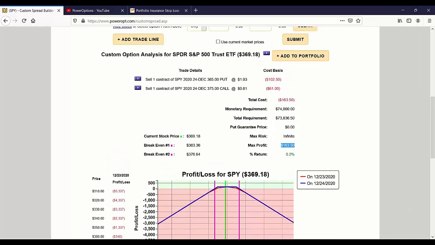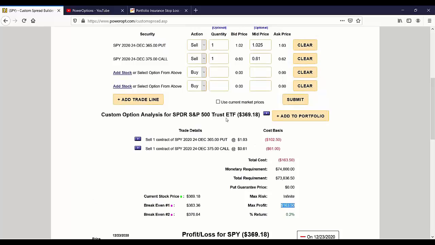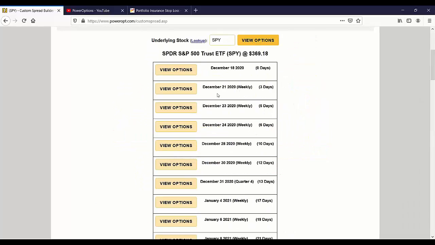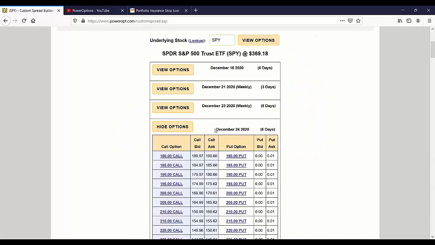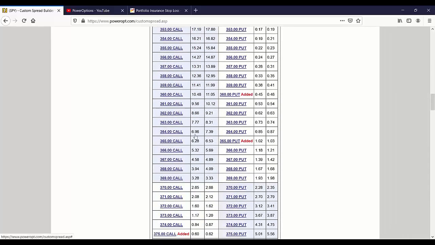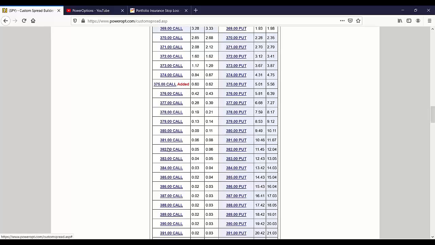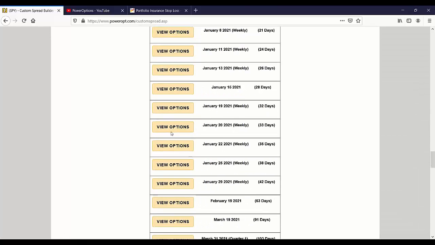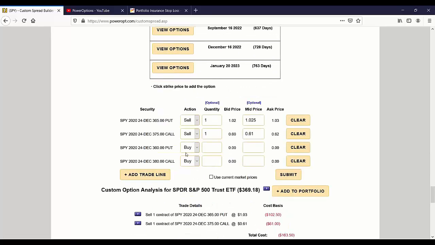I just don't do them personally. They're not my cup of tea. If I added outside wings to this short strangle 6 days away, let's do 5 points. I do a 360 put. I buy it. I do a 380 call. I buy it. I'm essentially doing a bull put credit spread with a bear call credit spread.